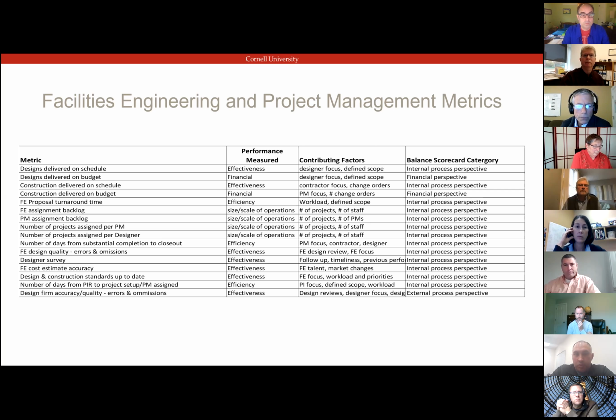FE proposal turnaround time. Okay. That's a big one that sets the stage for when you can get started, and frankly, we've been struggling with.